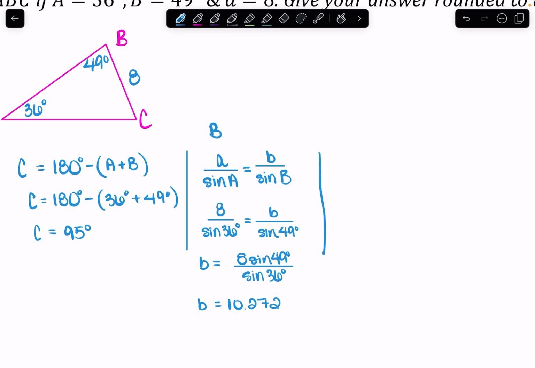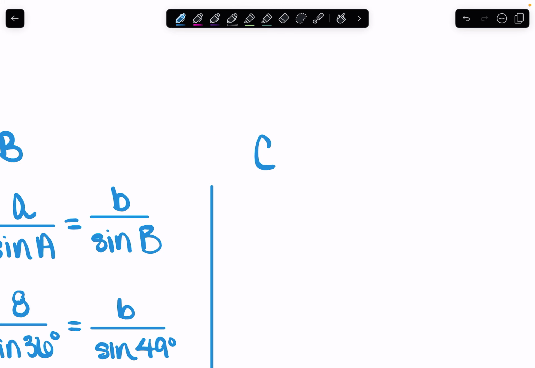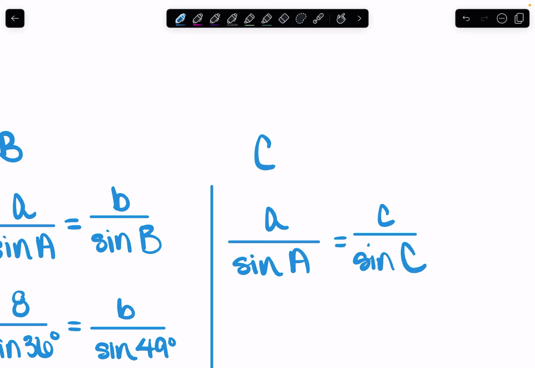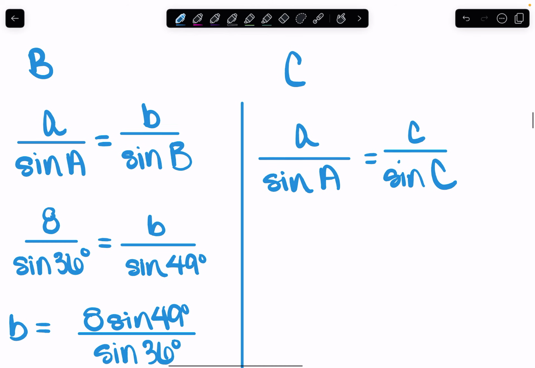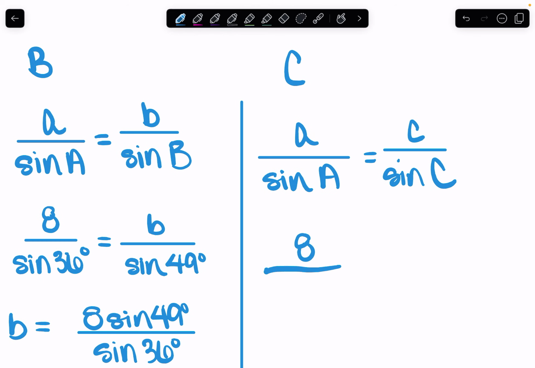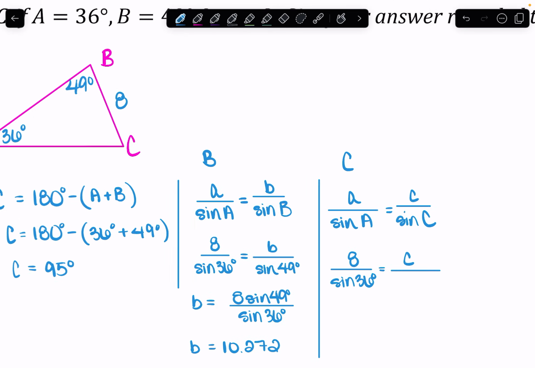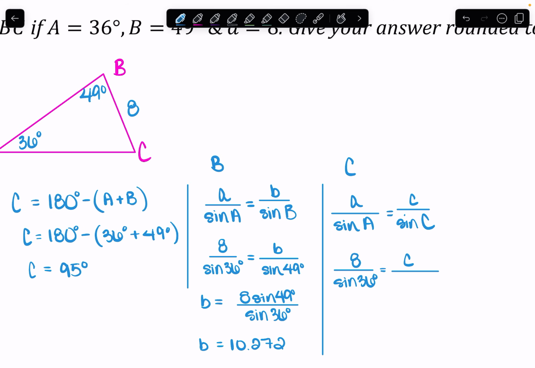And now I need side c. So we're going to find c now. For side c, I'm going to use the same ratio a. The ratio of side a to the sine of angle A is the same as the ratio of side c to the sine of angle C. So side a is 8, angle A is 36, equals side c, which is what's missing, over the sine of angle C. Angle C we just found was 95.